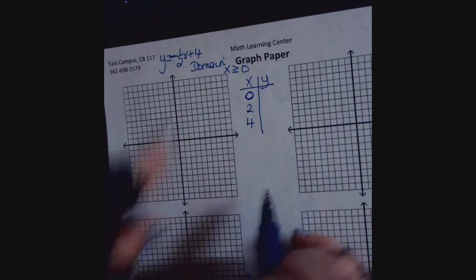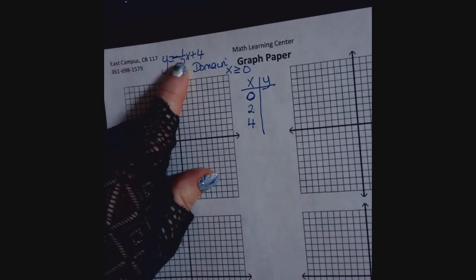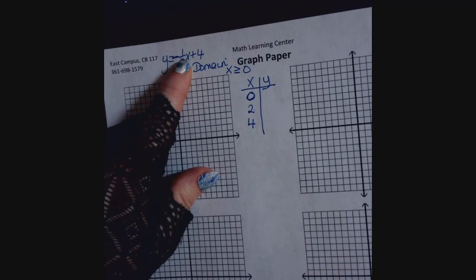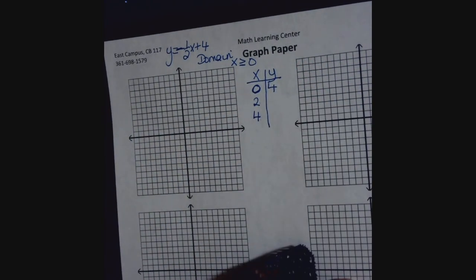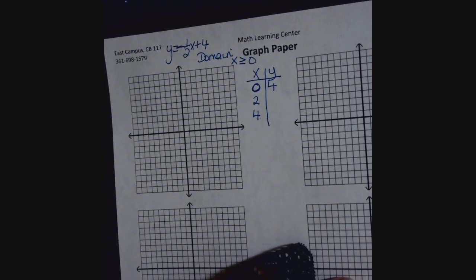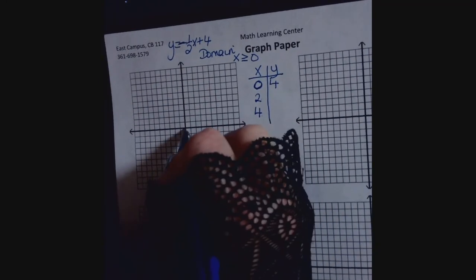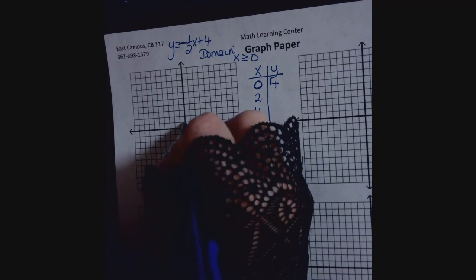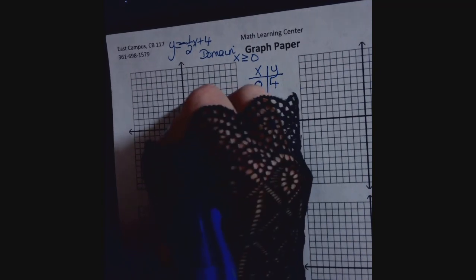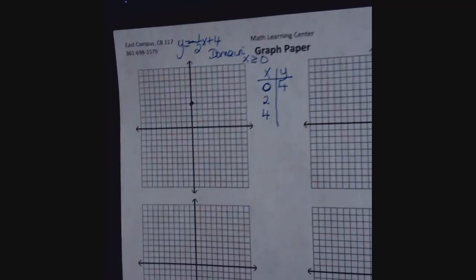So again, we plug in. 0 times a negative 1/2 is 0. 0 plus 4 is 4. So when I have an x value of 0, I have a y value of 4. So (0, 4) is one ordered pair. Let's go ahead and graph that. I'm at 0, and then I go up 1, 2, 3, 4. So that's where my line starts.